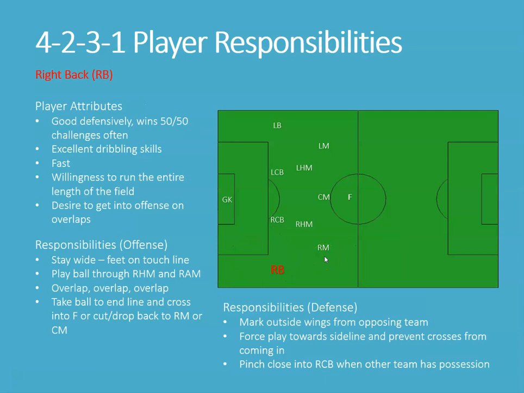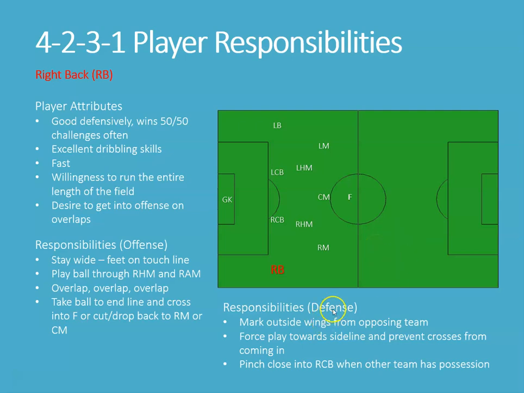The right side is just the opposite. Again, strong, winning 50-50 balls, excellent dribbling skills, must be fast, able to run the entire width of the field or the length of the field, and the desire to get into the offense on overlaps. You've got to be willing to go in here and cross that ball into that space. Stay wide, keep the feet on the touch line. We want to play the ball through the right holding mid and the right mid. Overlapping there too. We want to take the ball to the end line, again crossing it into that space as well.